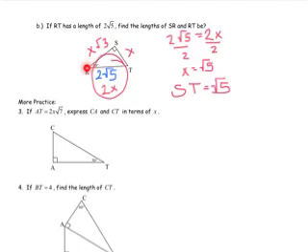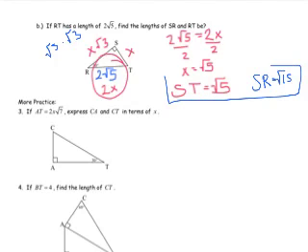And s times r is x times square root of 3. So I am going to have to do a little bit of math here. Do square root of 5 times square root of 3, which is square root of 15. So SR is square root of 15. Okay.